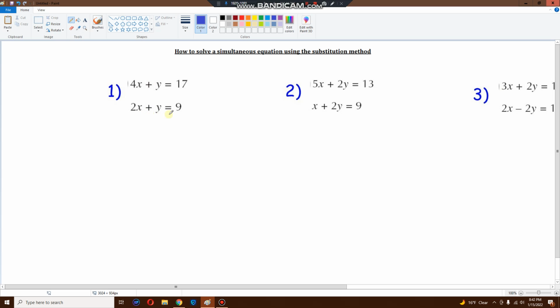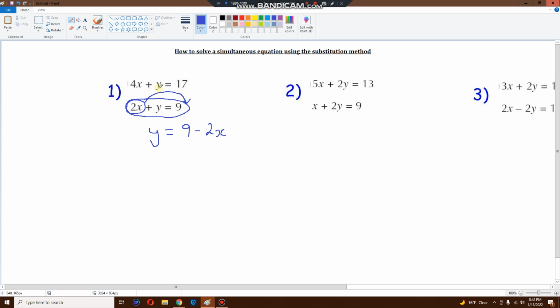Let's take a look at 2x plus y equals 9. I'm going to rearrange this. I'm going to solve this equation in terms of y. So I'm going to say y is equal to 9 minus 2x. Okay? Again, I'm using the jump method. Positive 2x jumps across that equal sign and turns into minus 2x. So y is equal to 9 minus 2x.